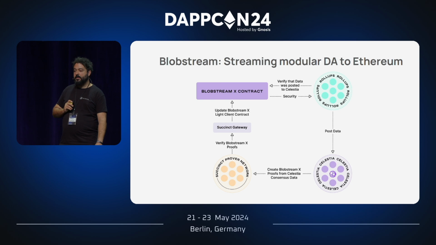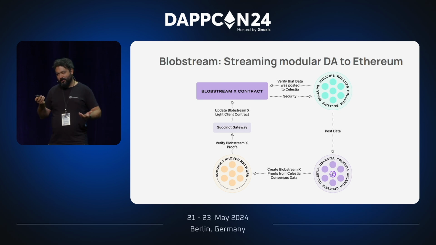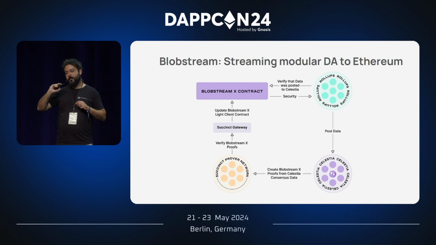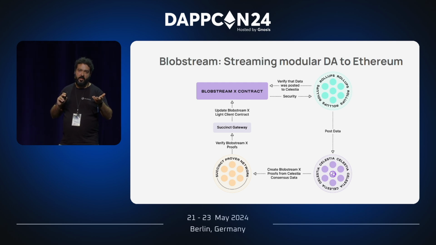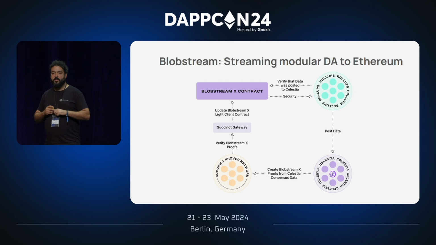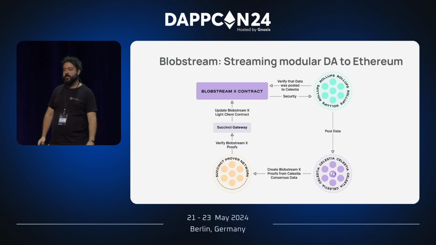Or Gnosis chain could also be. There's a project from Succinct called Blobstream X that makes it possible to basically have a light client of the Celestia chain on the EVM chain, and you have ZK proofs, and you only interact with that smart contract.